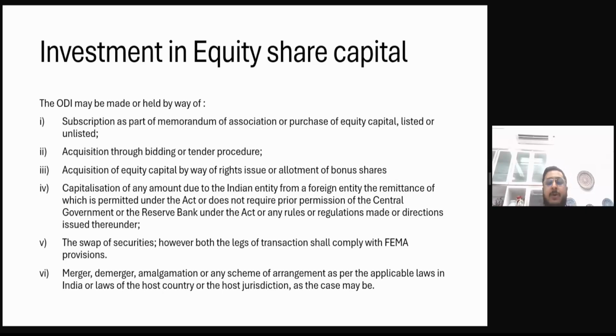Then there might be a receivable. An Indian entity might have a receivable in foreign currency which can be capitalized into an investment, but it should be under the rules and regulations, and that entity should not be engaged in any activity which is prohibited, or any activity for which prior permission of the central bank or RBI is required. Then there will be a swap of securities. Both legs of the transaction should comply with the FEMA provisions. Or there may be a merger, demerger, amalgamation, or any scheme of arrangement as per the applicable laws in India or the laws of the host countries.